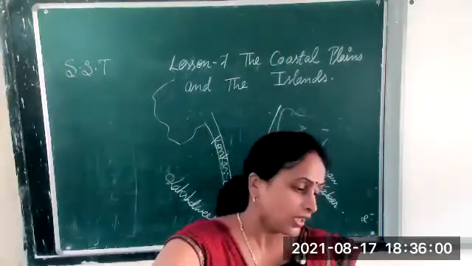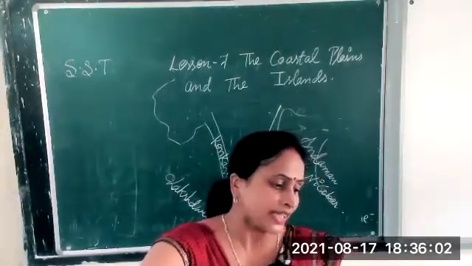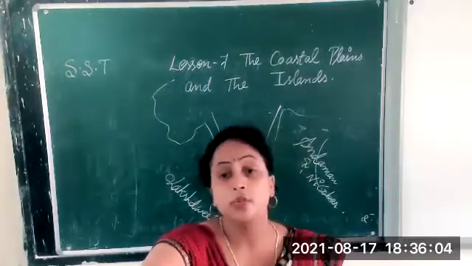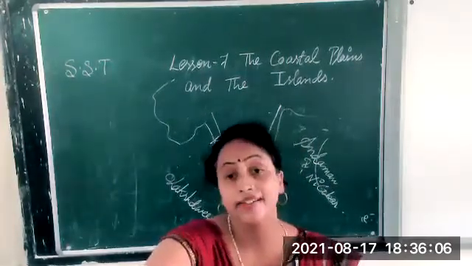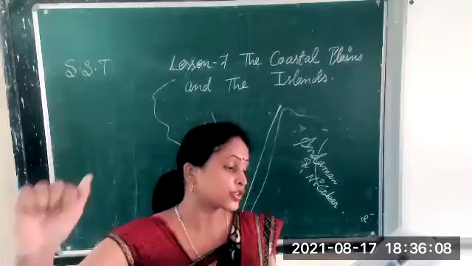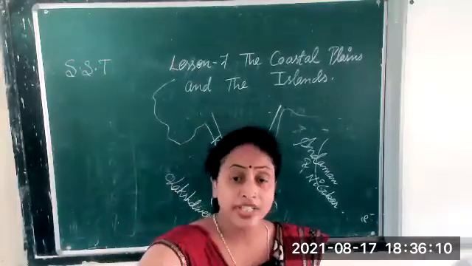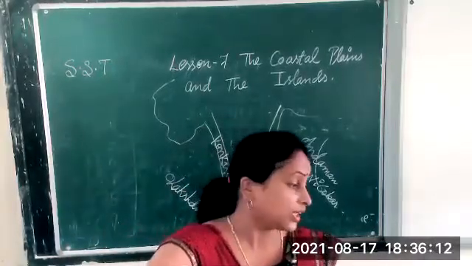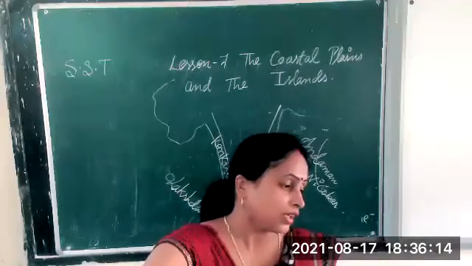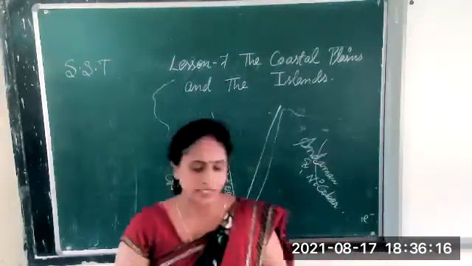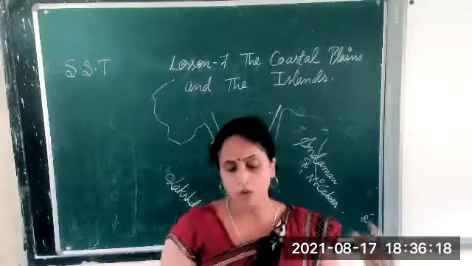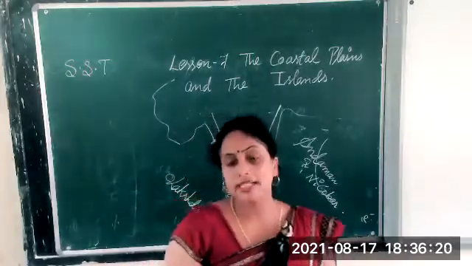Okay. Now, the sea covers an area of about 32 square kilometers. How much area does it cover? 32 square kilometers, the Lakshadweep Islands. And out of these, only 10 islands are inhabited. So total, how many islands are there?